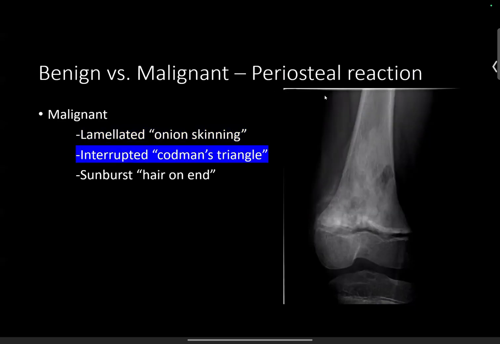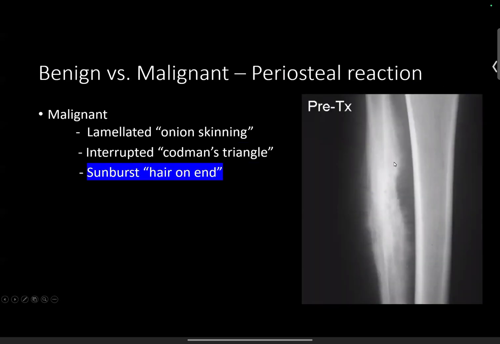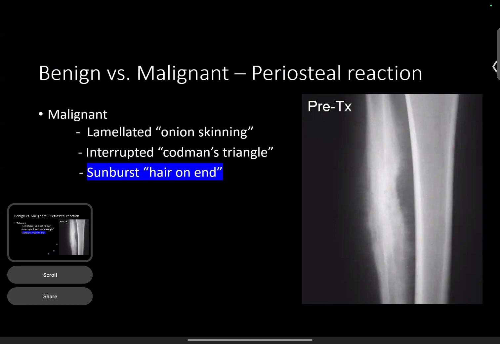Codman's triangle, here's an example of an osteosarcoma. You have periosteum starting to work here, but then the extraosseous soft tissue has gone through and it is interrupted. And so that's a very malignant appearance. Sunburst, you have periosteal reaction that is perpendicular to the bone, looks like blades of grass. And so again, this is telling you that the body is trying to keep up with this highly biologic lesion. This is a malignant reaction.